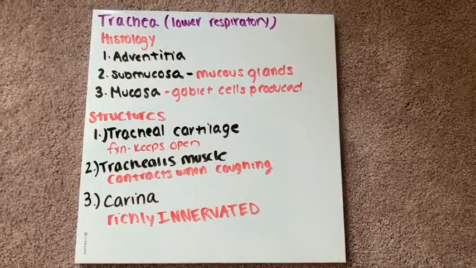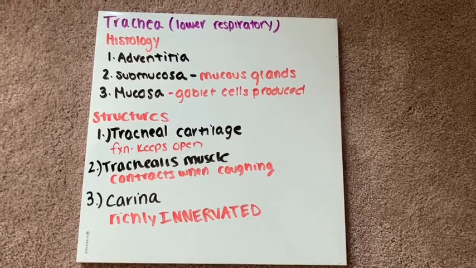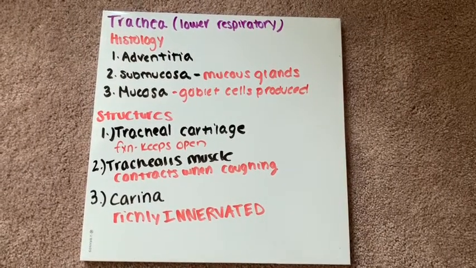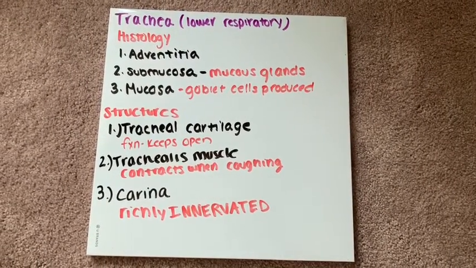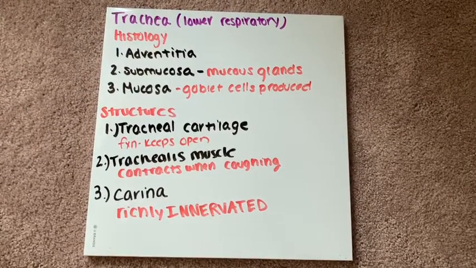Some important things you need to know about the trachea, which is a part of the lower respiratory system, is the histology. The adventitia is the most outer layer. The submucosa is deep to that. It has mucus glands. The third is the mucosa, where goblet cells are produced.